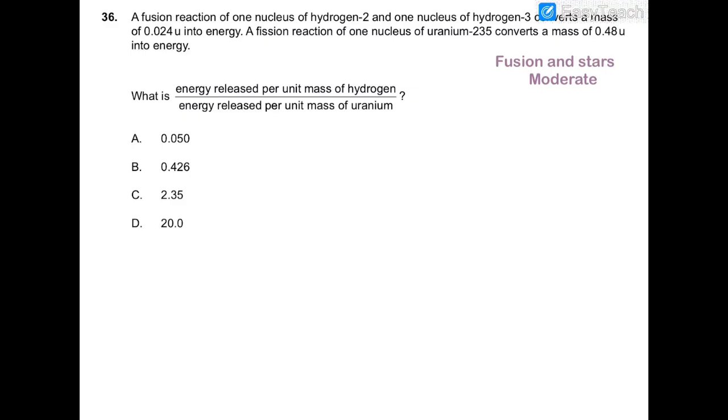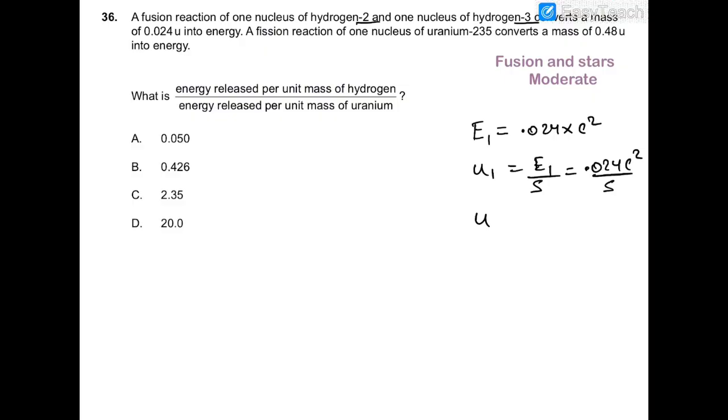First of all, energy released in fusion is this m, which is 0.024 into c square. We are ignoring this unit conversion because it would cancel out. And energy released per unit mass, in this case U1, will be equal to E1 upon total mass of hydrogen involved, which is 5. We are considering the mass number. So it would be 0.024 C square by 5.